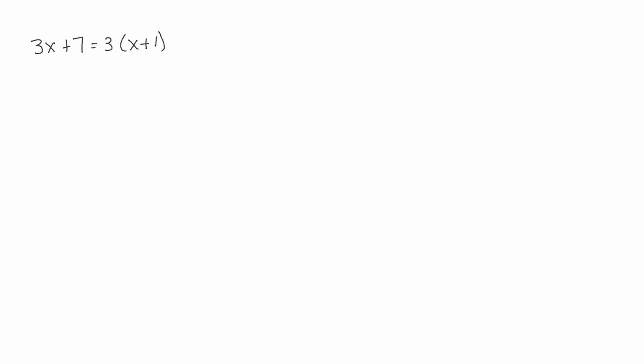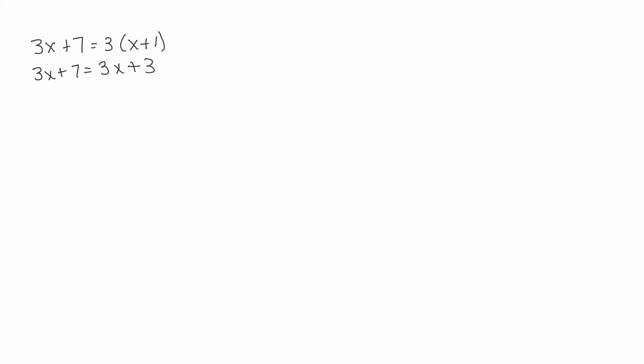Okay, so the first thing we're going to do is on the right, we're going to get rid of parentheses. So I'm just going to rewrite the left for now. And then on the right, 3 times x is 3x, 3 times 1 is 3. Okay, what I want to do next is get all of my variables to the left. That's your next step. So I'm going to move the 3x from the right to the left.